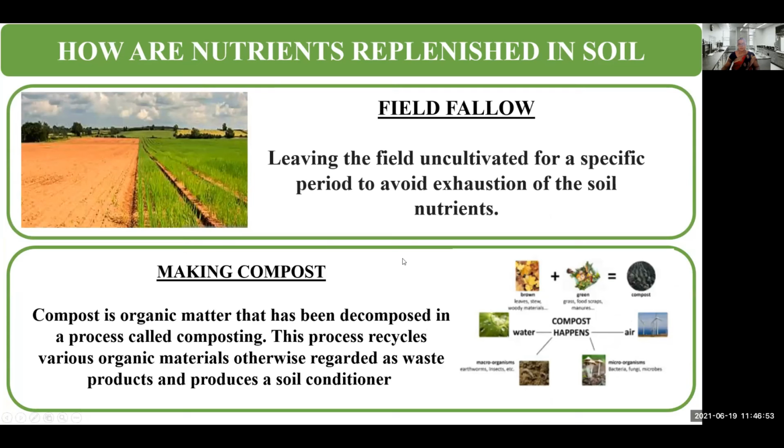Next, making of compost. What do you mean by compost? We already know that compost is organic matter that has been decomposed in a process called composting. This process recycles various organic materials otherwise regarded as waste products and produces a soil conditioner. For making compost, I'm preparing a video, because in our Sri Shakti school garden itself, our gardening team is preparing compost. I'll show you that video in the next class. In the coming classes, I'll show you the video so that we can prepare manure in the same way and do the activity for microfarming.